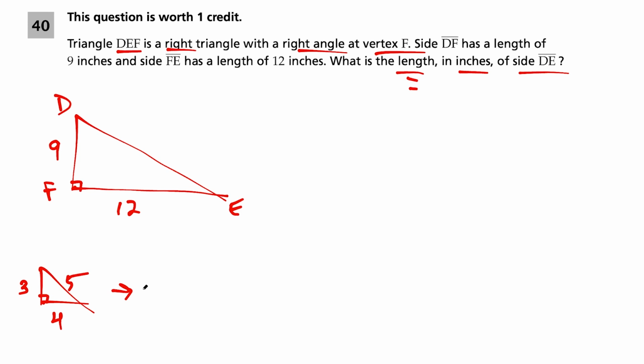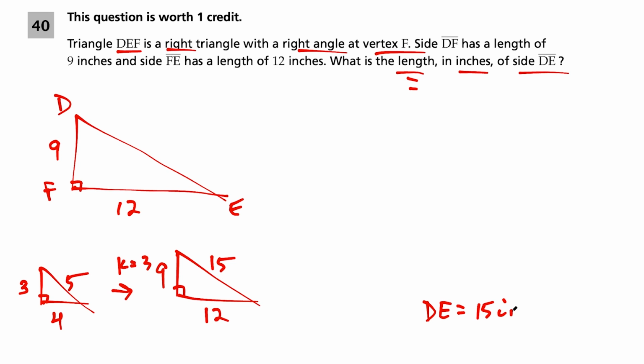If you know your Pythagorean triples, you may recognize this as a multiple of a 3, 4, 5 right triangle. If we were to use a dilation here with a scale factor of 3, just imagine I multiply every side length by 3. Watch what that gives us. 3 times 3 is 9, 4 times 3 is 12, and the mystery side is 5 times 3, which will be equal to 15. So that's a really cool way to find that DE is going to be equal to 15 inches. So this is the length of side DE.